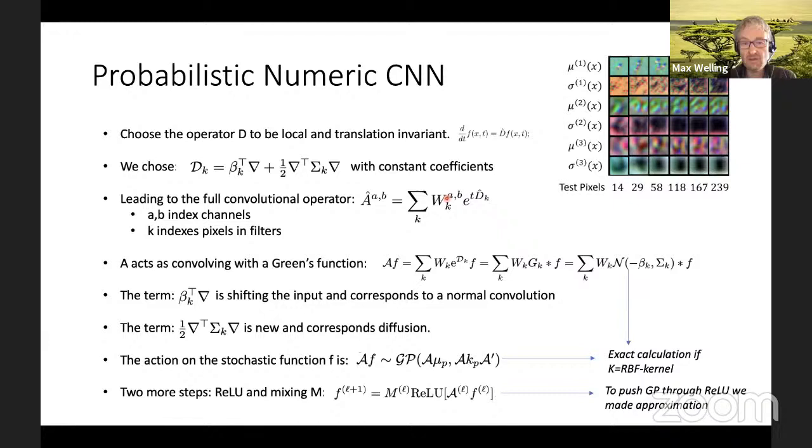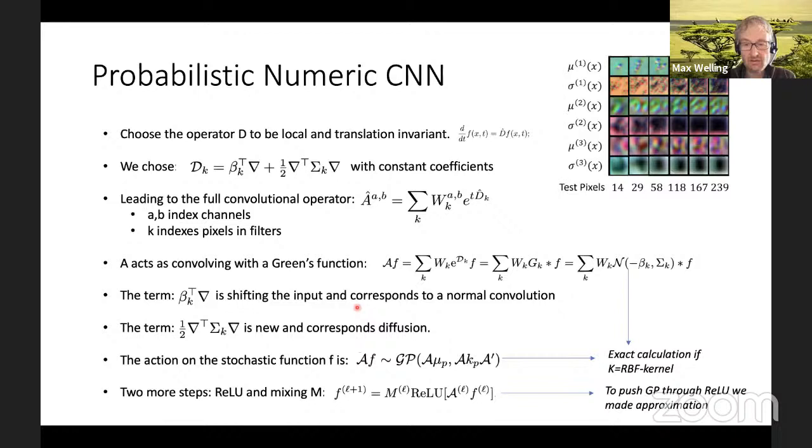It turns out that the solution looks like this. And you can rewrite it using a Green's function, which then turns it into a convolution. If you use only these two terms, it becomes a convolution with a normal distribution with a mean minus beta and a variance sigma if you evolve it for one unit of time. And then you mix all of these things with your operator W and then convolve that with F. So it looks a lot like a normal convolution in some sense, but there is this additional diffusion term.